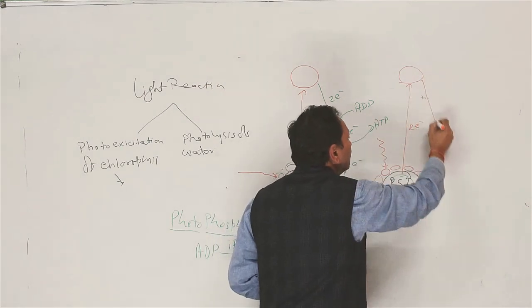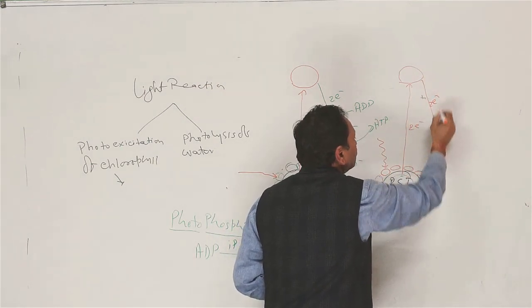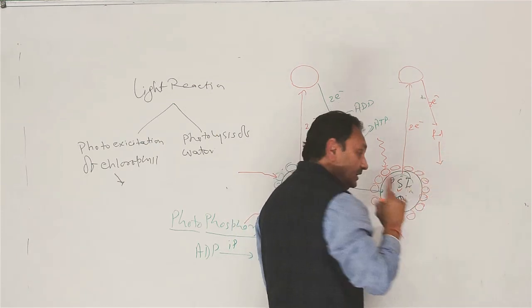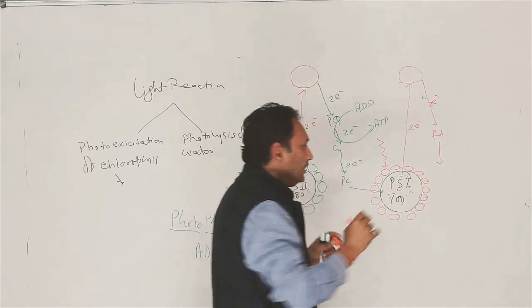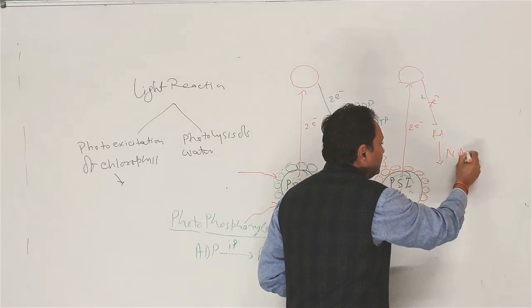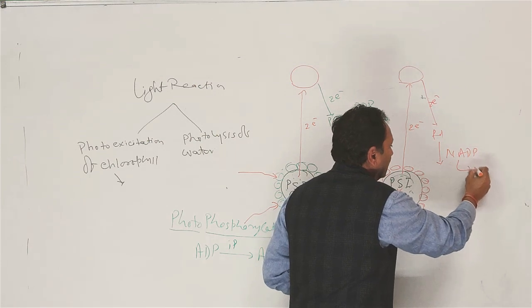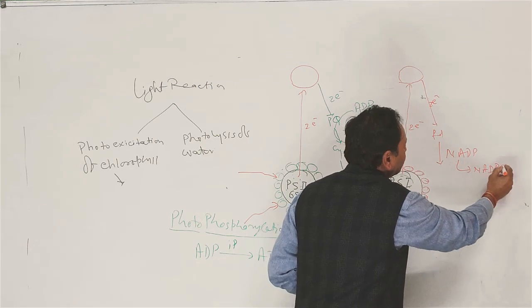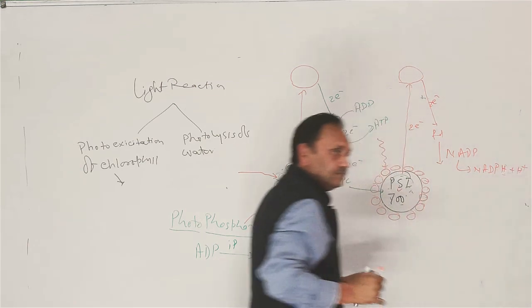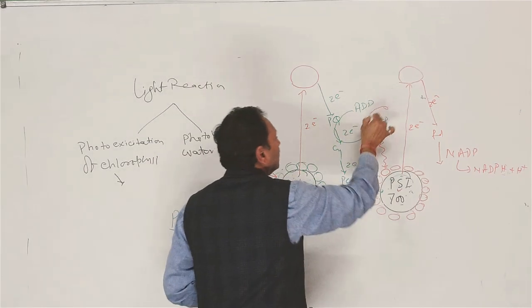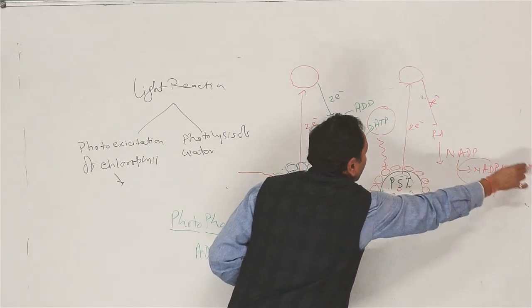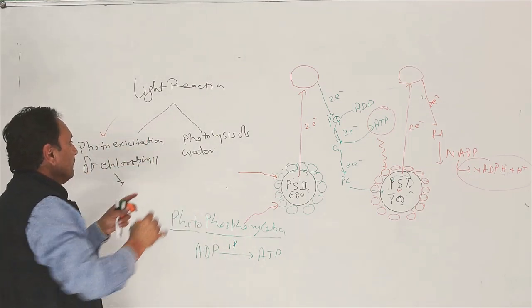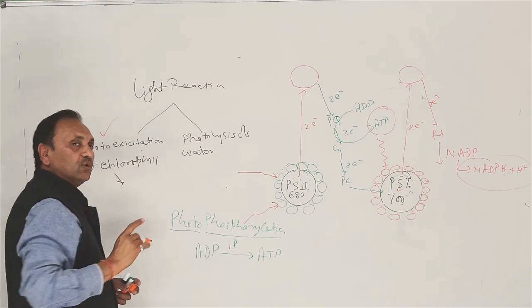The pair of electrons will be moved to the Fd, that is called ferredoxin, and here another energy rich compound, NADP plus, is converted so that NADPH plus H positive is produced. These are the two energy rich compounds produced by this photoexcitation of the chlorophyll.